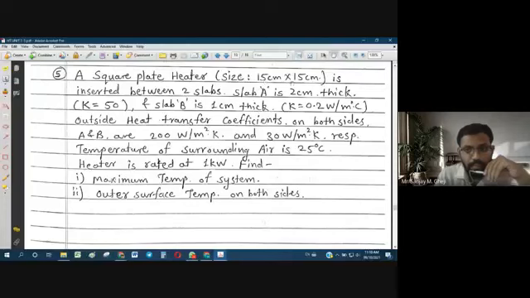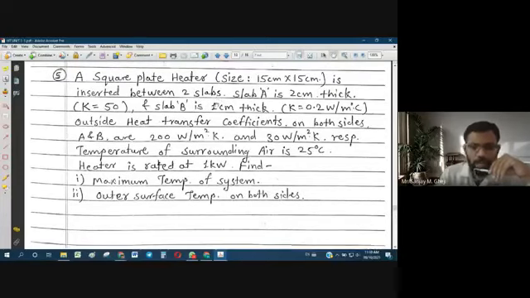Its size is given 15 centimeter by 15 centimeter. A plate-like heater is inserted between the two slabs, so it is like a sandwich. You know the idea: any bread sandwich you take for breakfast or as food. How is it sandwiched? All the food stuff is in between, and it is covered by two slices or two plates of bread, one at the top and the other at the bottom. The same is the case with any burger, veg burger. In the same way it is given.